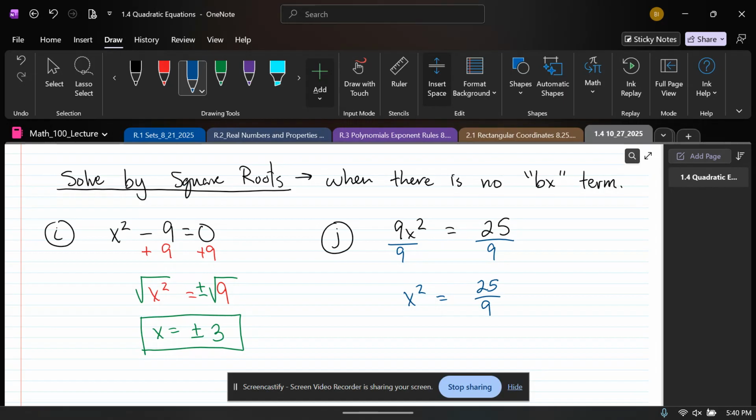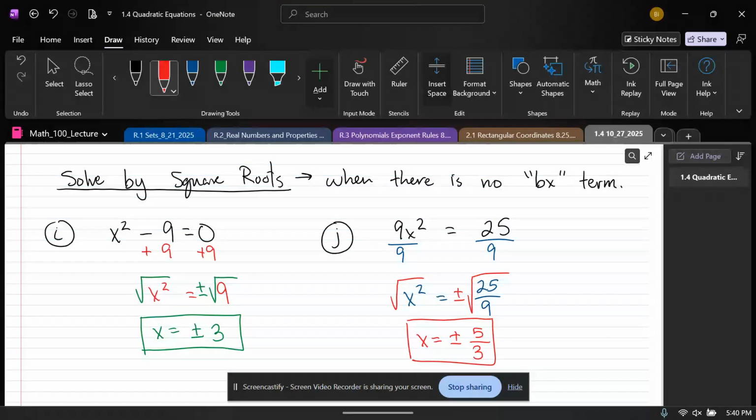Now I have an x squared equal to a number. And I'm going to take the square roots to get rid of the squared on the x. Plus or minus on the number side. On the square root of that fraction, all you got to do is take the square root of the top. What's the square root of 25? What's the square root of 9? Boom. You have positive 5 over 3 and negative 5 over 3 are your two answers for that. That's much faster than the factoring is. It only works, though, if you don't have the plain x.